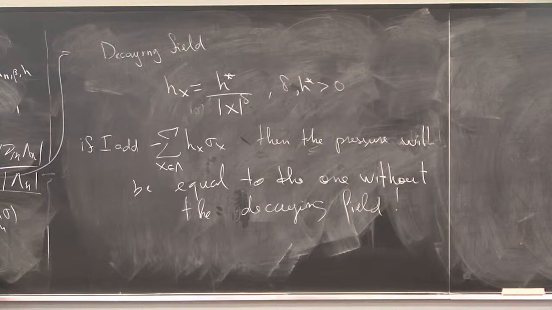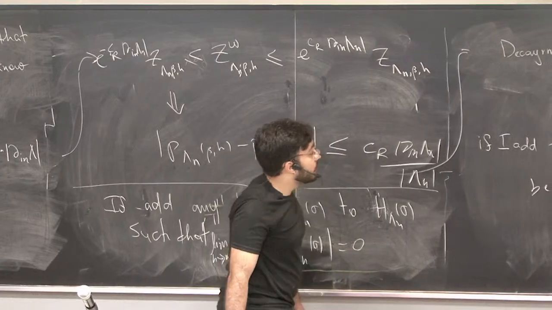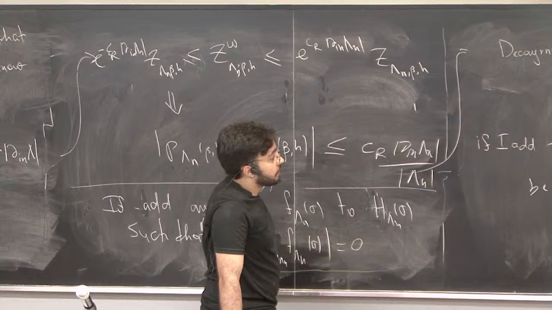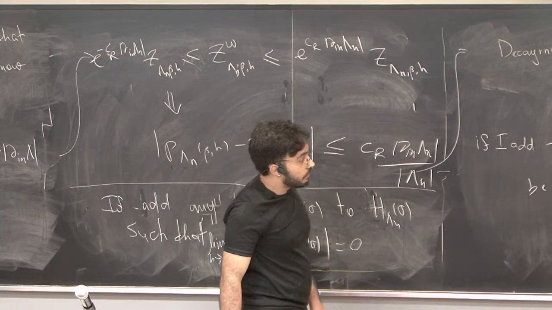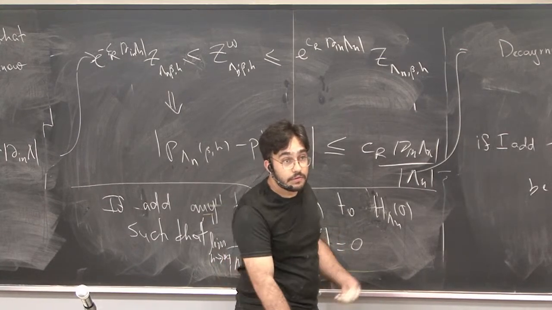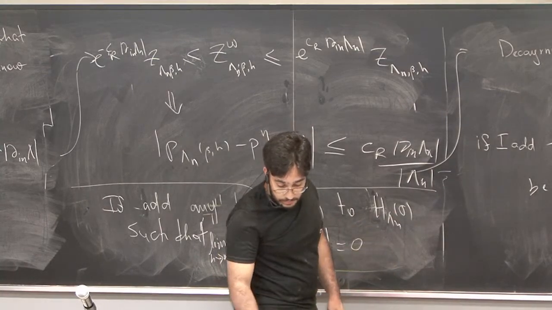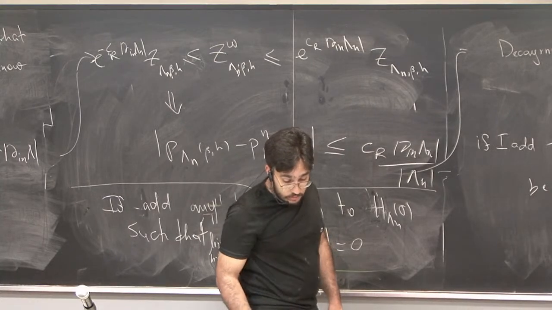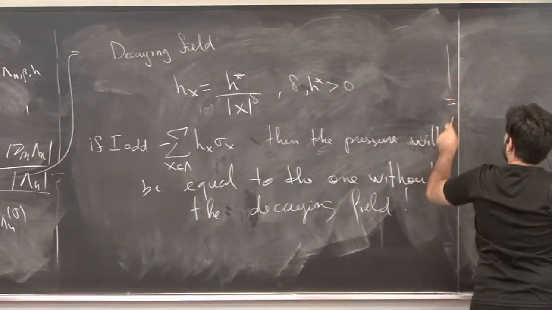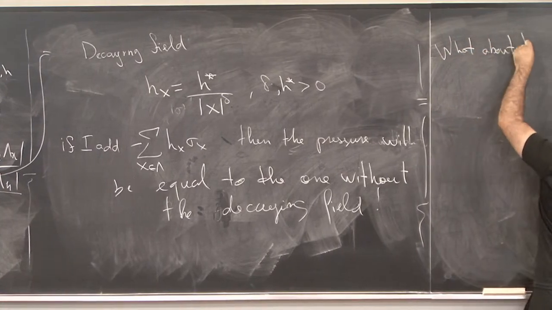What I will do is use the remaining time to show that, because what we did here is to show that the pressure exists for finite range Ising models, but what about the long range Ising model? This is the one that gives the course its name, long range. So how do I show that the pressure exists for the long range model?